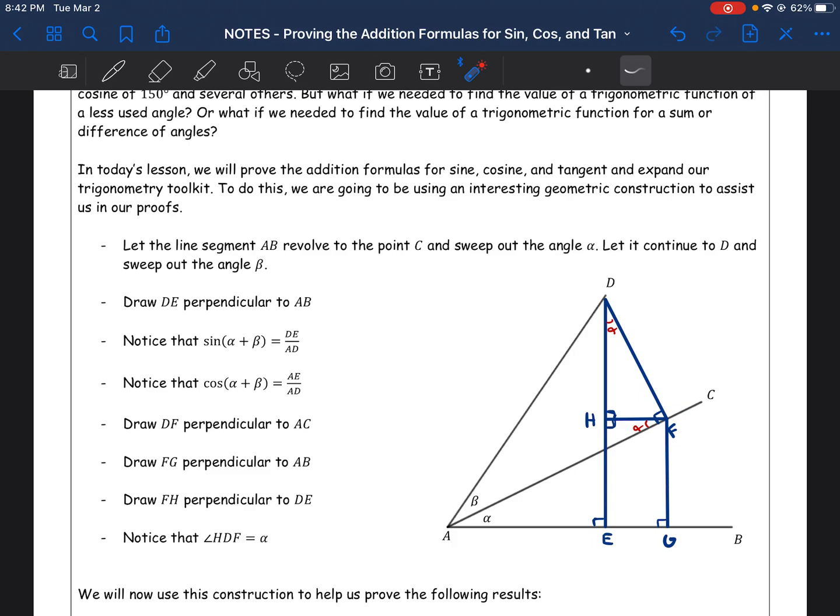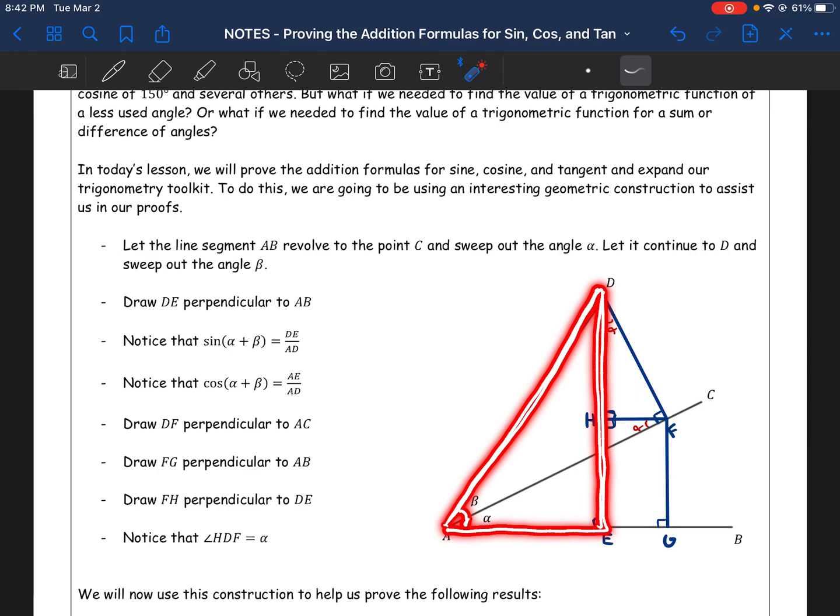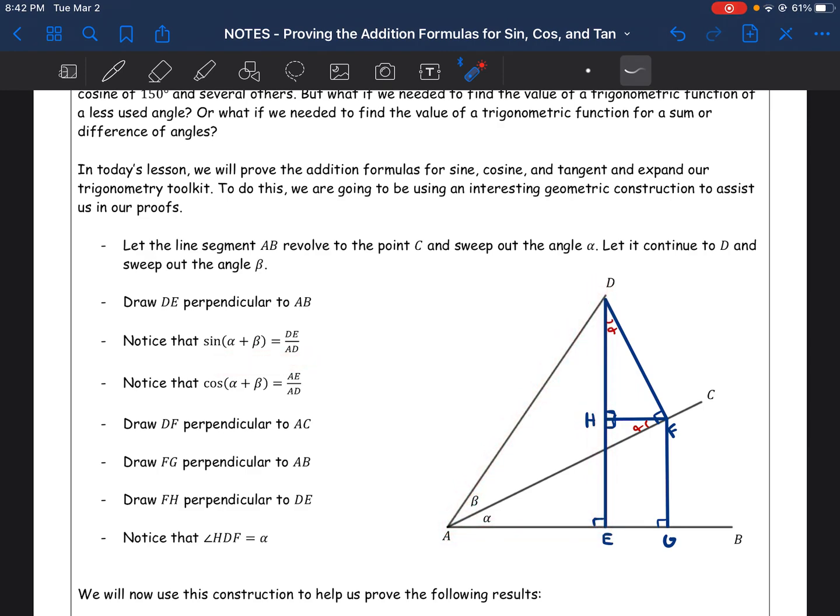Next, we want to draw line segment DE to be perpendicular to AB. So I drew in this line right here. There's the point E. Notice that DE is perpendicular to line segment AB. Now, if you look at this right triangle right here, there's a couple things that we should really be able to notice. The sine of alpha plus beta is going to be DE over AD. We're going to be using this later.